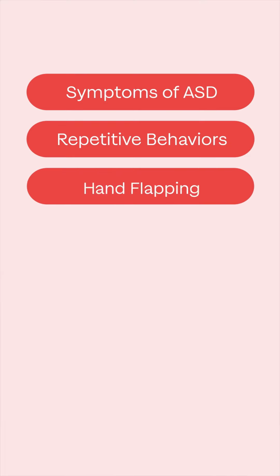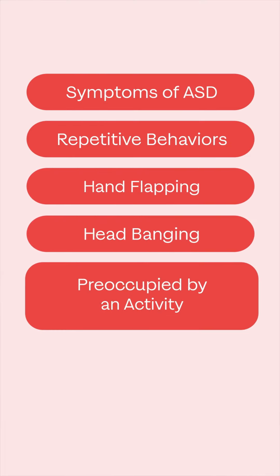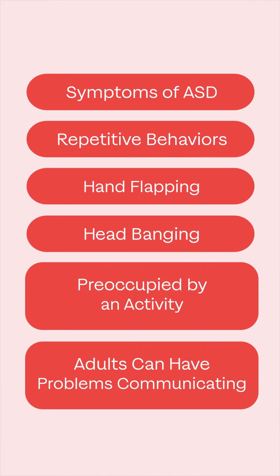Some repetitive behaviors in childhood might be hand flapping, head banging, or being preoccupied by an activity, like opening and closing a door. Adults can have problems communicating too. In fact, later in life, this kind of behavior might turn into an obsessive interest in a topic, like planes.